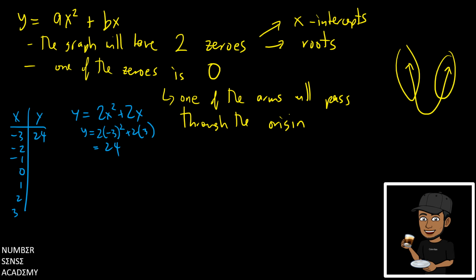And then for -2, I'm going to have 2 times -2 squared. Sorry, -2 squared is 4, times 2 is 8, plus 4 is 12, sorry. And then for -1, I have -1 squared, which is 1, times 2 is 2, plus 2 times 1, which is 4.